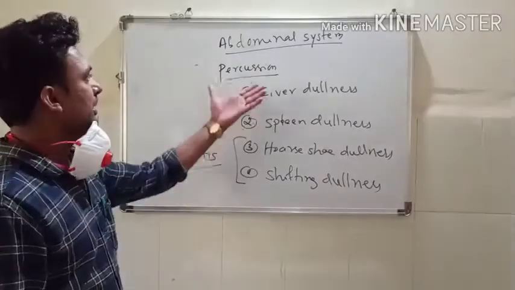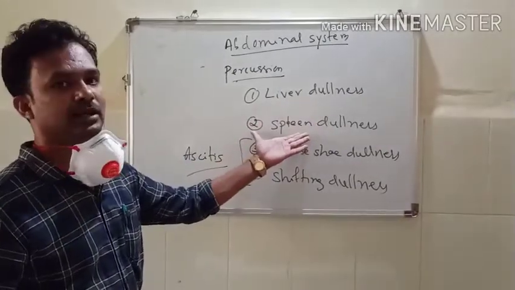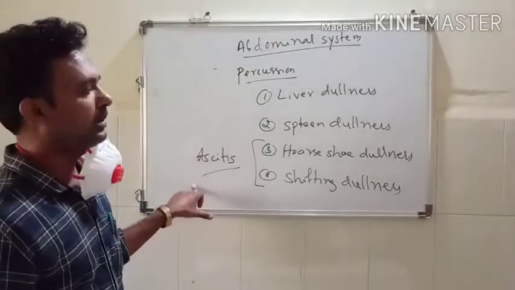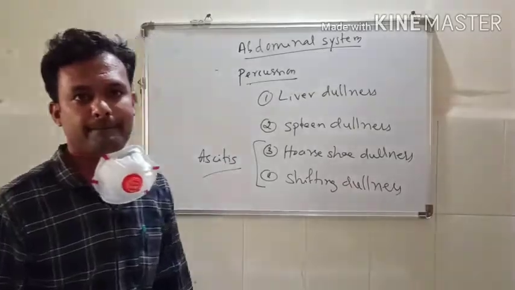Next part is we will move to the percussion of the abdomen. In that we elicit liver dullness, we elicit spleen dullness. If the abdomen is having ascitic conditions, like any fluid collected in the abdomen, then only we elicit a horseshoe shaped dullness and shifting dullness.